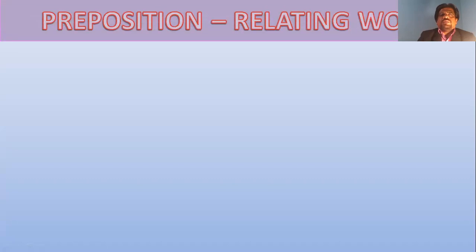And now comes the preposition. In a sense, we can divide the preposition into two: pre and position, which means it is positioned freely or before. It is a relating word. It shows the relation between the word with some other words, with some other noun, with some other pronouns, something like that.